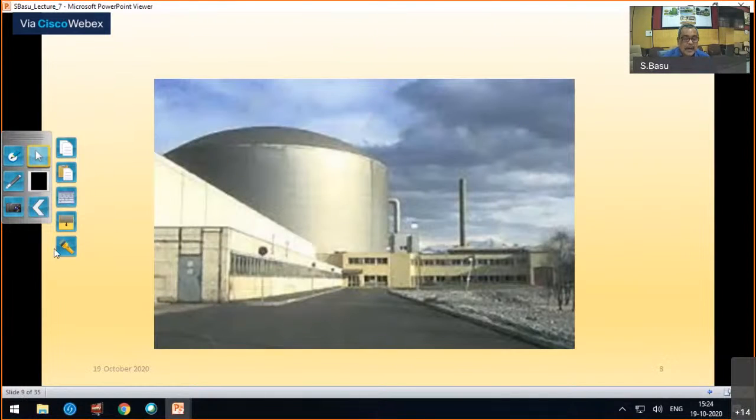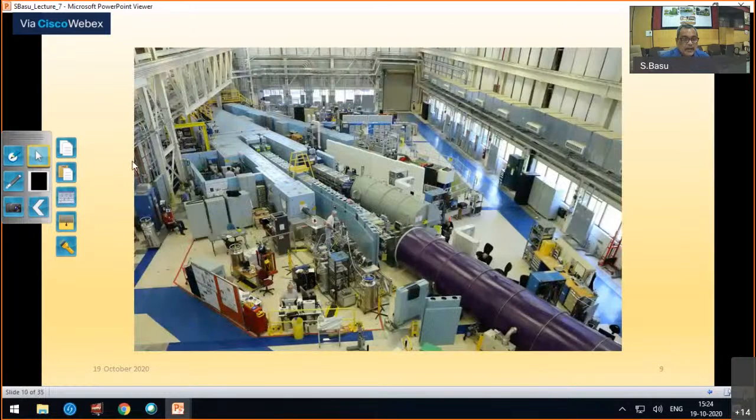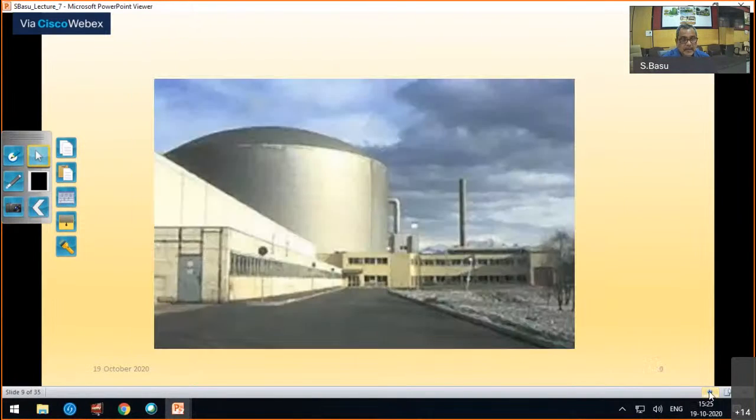You see, this is how a guide hall looks. It's a huge hall. This is a guide hall. You can see the dimension of this hall with respect to a man. This is 60 to 70 meters long, and through these there are neutron guides which carry the neutrons out. The principle is very simple. I will come to that in a second.